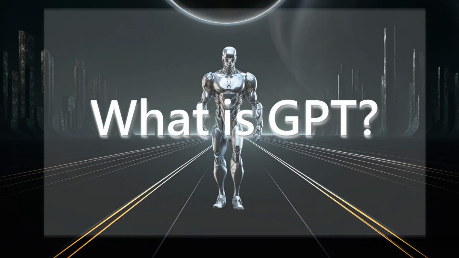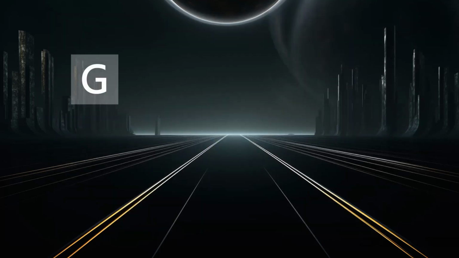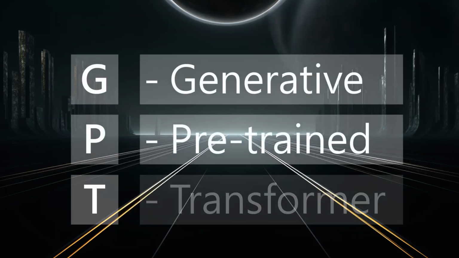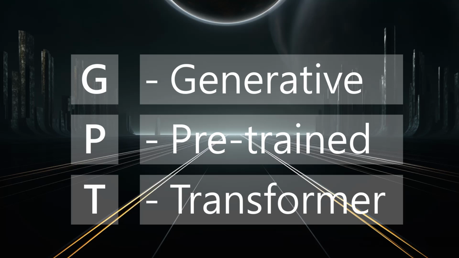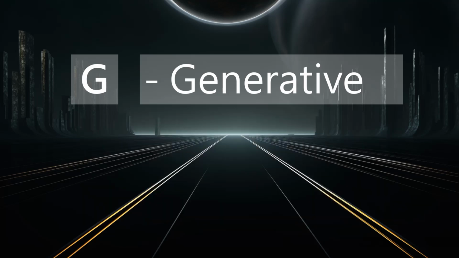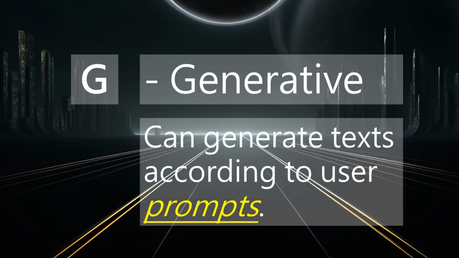Hello guys, before we dive into the details of OpenAI's API used by ChatGPT, let's clarify what GPT is first. GPT stands for Generative Pre-trained Transformer. It's a type of artificial intelligence model developed for natural language processing tasks. Natural language processing is also known as NLP. Okay, the word generative means the model can generate text according to the prompt the user inputs to the model.